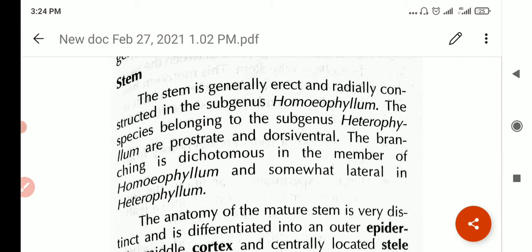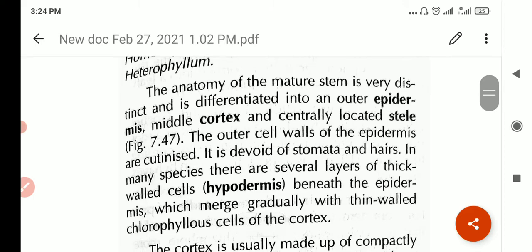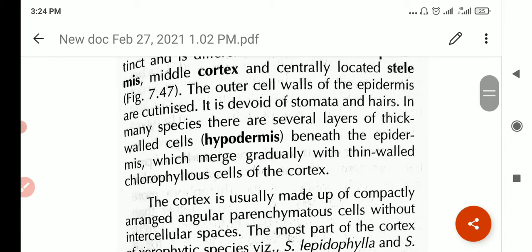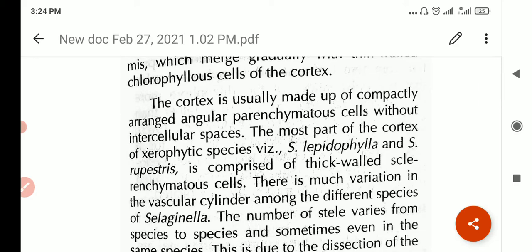Now, there are two types of Selaginella, okay, subtypes. One is homeophyllum and one is heterophyllum, okay? The one that stands up straight is the homeophyllum. The one that crawls on the floor is known as heterophyllum, okay? The branching is, like I said, like a V, dichotomous. Now, we cut the TS, we see that they have an outer epidermis, a cortex, and then they have a cuticle also. There are no stomata. Then they have hypodermis. The cortex is made up of compactly arranged parenchyma cells. Then most part of the cortex in the dry species has thick walls, okay, so that they will retain water.